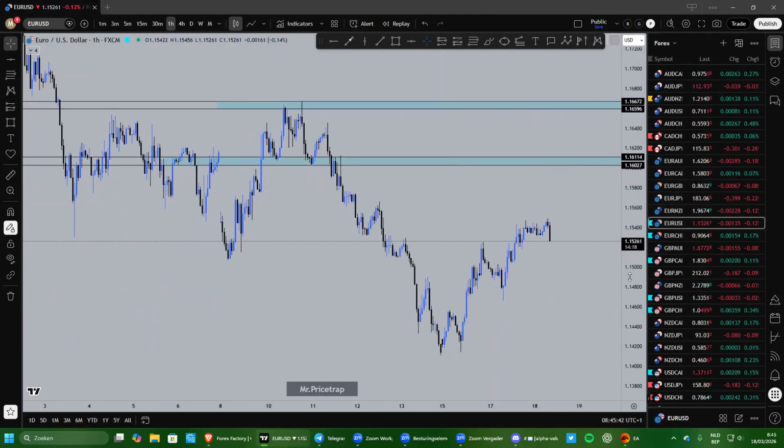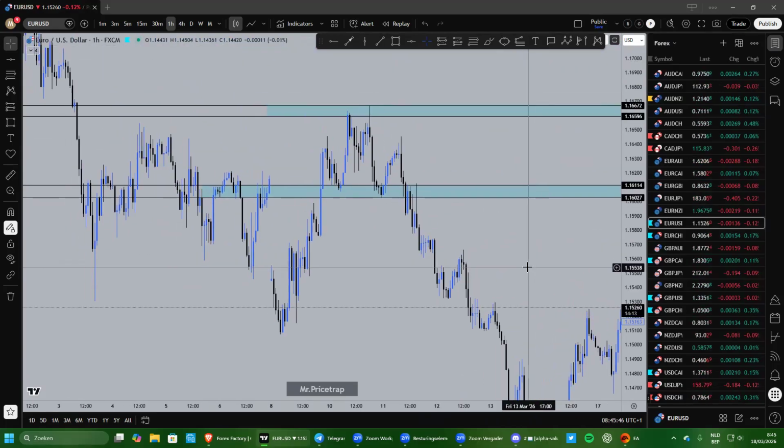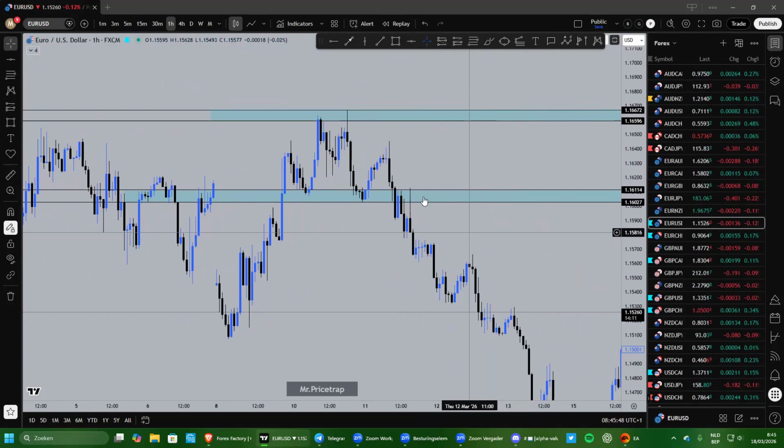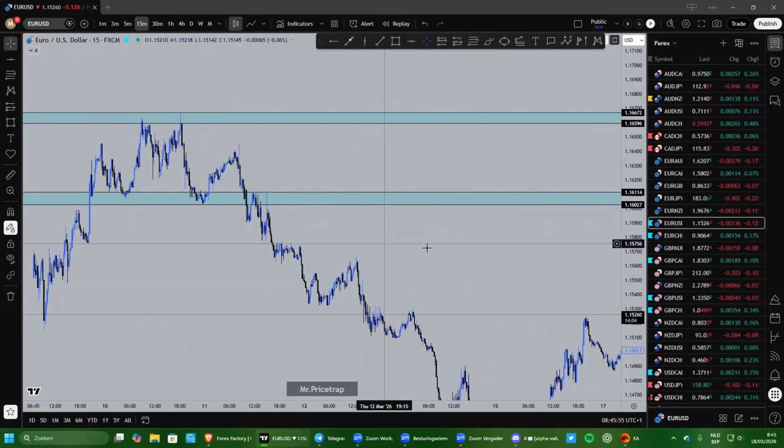Good. Then we have Euro USD. Come on, drop. Come on. Do what you were told. No. Let's talk about Euro USD here. What happened? Market broke out, came back for the retest. Every time frame was showing you price action. It can't be more clear than this, in my opinion.